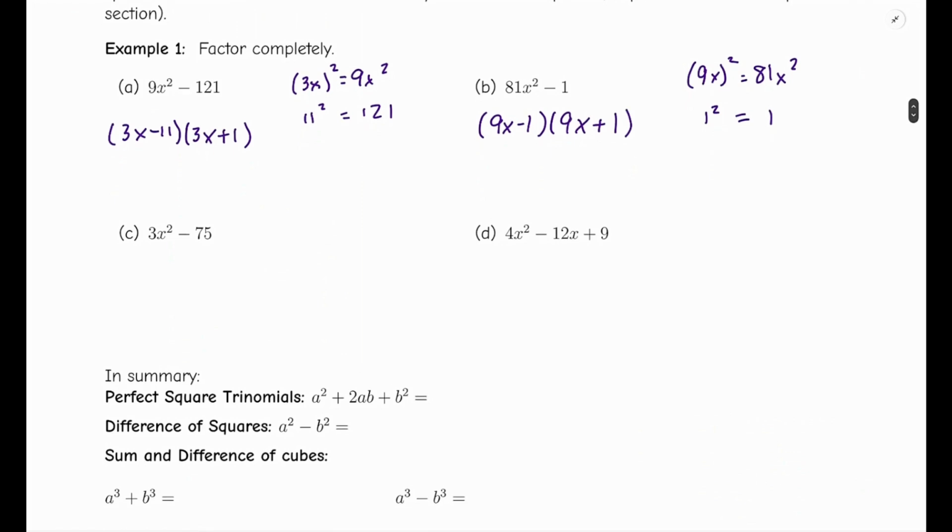Part C, 3x squared minus 75. Well, 3 is not a perfect square, and neither is 75, so maybe we cannot factor this. But don't forget, the first step of factoring is to always factor out the GCF, which is 3. Then we get x squared minus 25, in which case x squared equals x squared, and 5 squared equals 25. So then this becomes 3 times x minus 5, x plus 5.